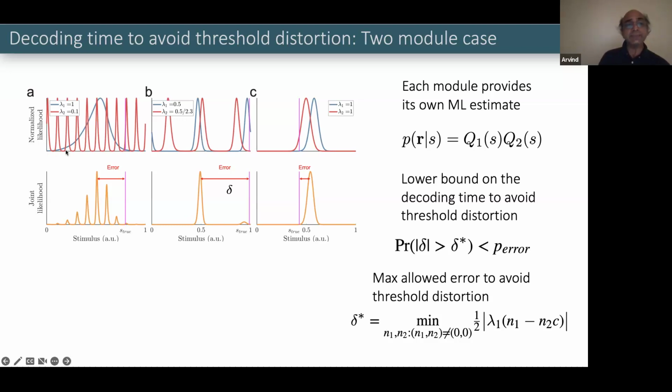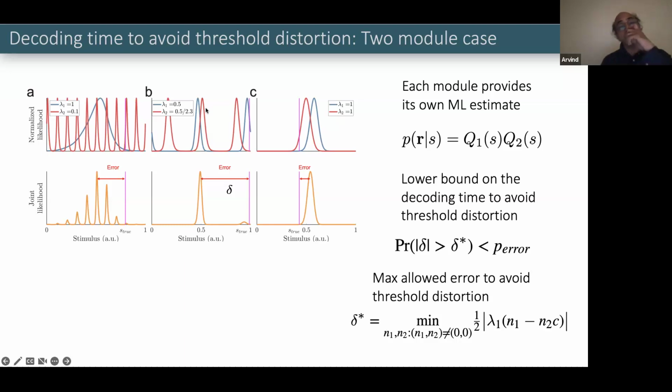Now, in this case, you get your joint likelihood, given that you have one module which is single peak and another module which is multi-peak. Let's say the true stimulus is here, and this is your joint likelihood. Based on this, you will have some error. This is the true stimulus, so this much is the error. Depending on the frequencies in a periodic case, here you are likely to get only one peak, right? Because you have one single peak, and then there are multi-peak ones. So you will get a single peak in the joint likelihood.